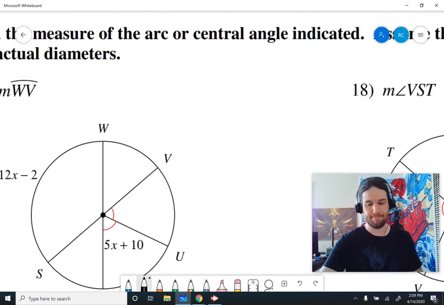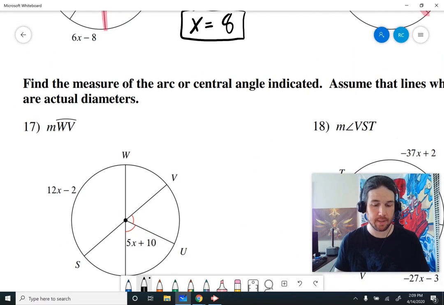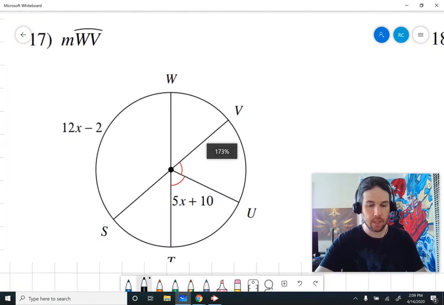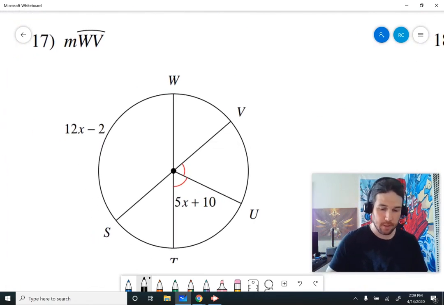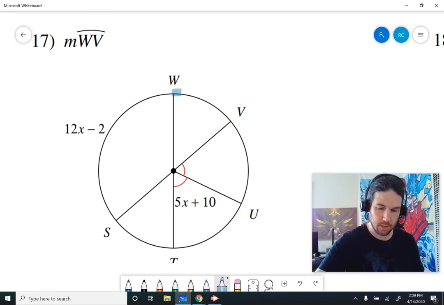Two more. Find the measure of the arc or central angle indicated. Assume that they're diameters, right? So now we're looking for the measure of arc WV, which is this one right here. Fantastic.